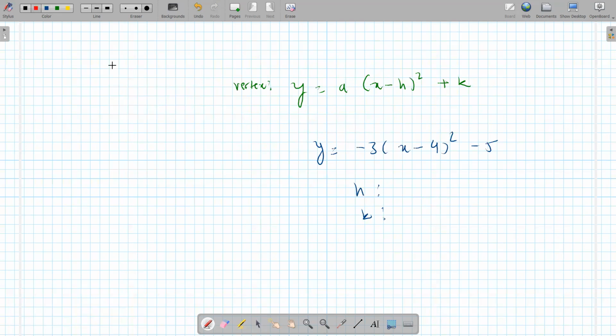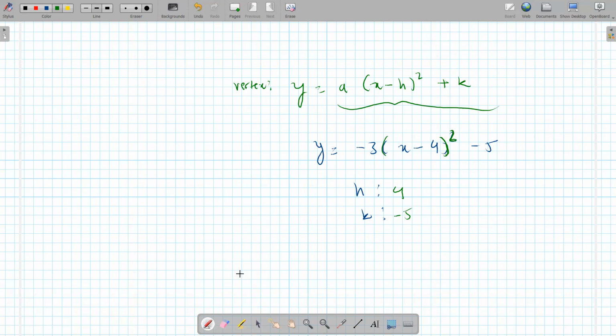See, h is 4. h is -4 or +4? Positive. Yeah, h is positive. What about k? -5. So there you go. That's your vertex, okay? If you have x minus something squared like this, then you're adding or subtracting a number. Anything that's in this form is in the vertex form.